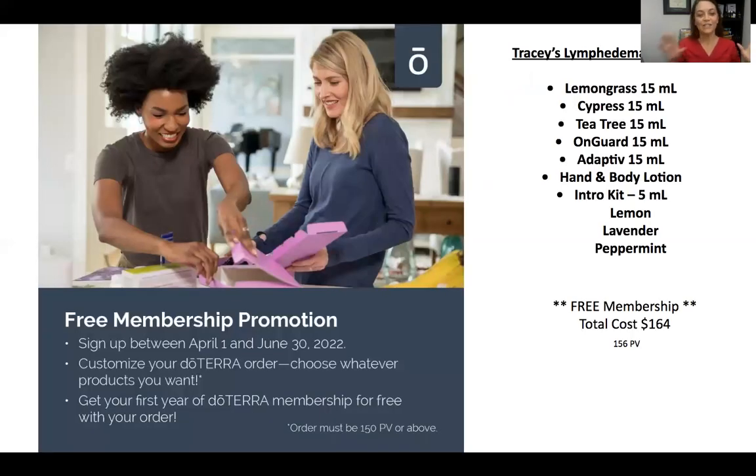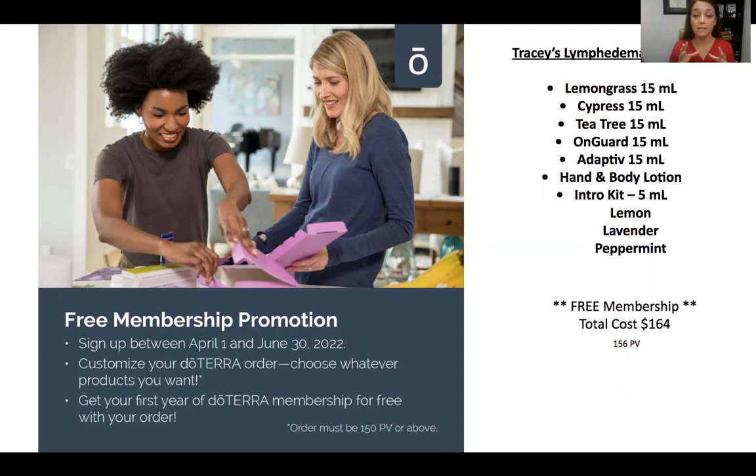So now let's get to what the big promotion was and why I'm getting a lot of questions, because I started putting together this lymphedema starter kit last week. Last week, they finally decided to make a customized enrollment kit. So prior to last week, I'm going to show you very quickly after this.